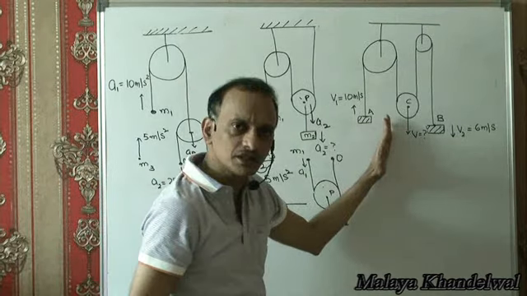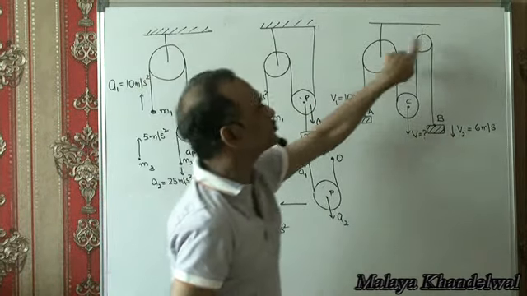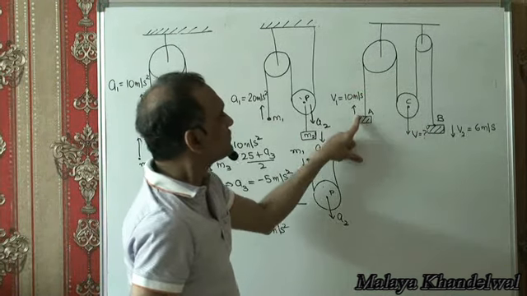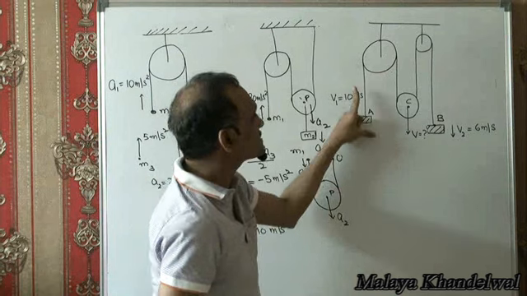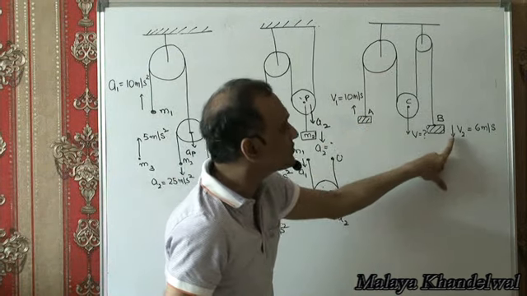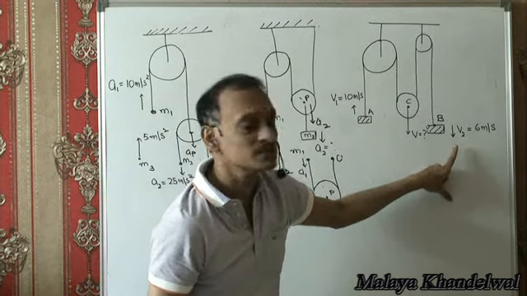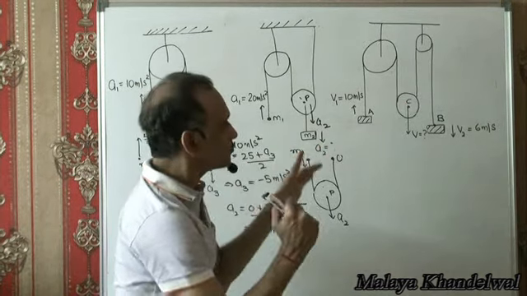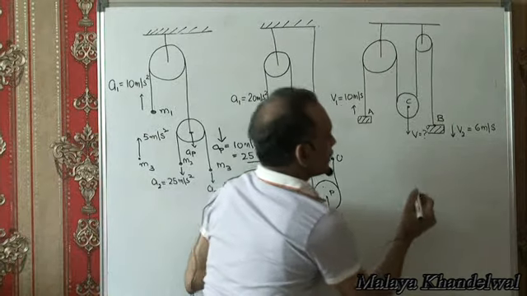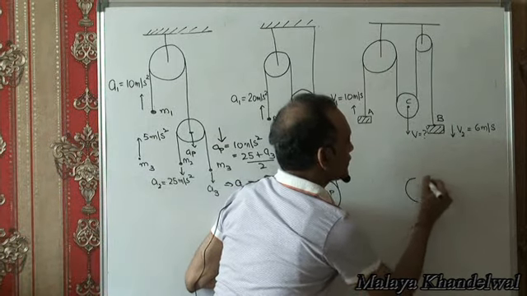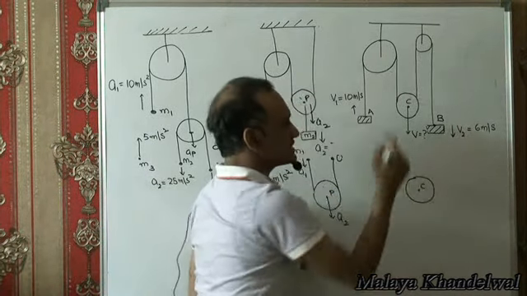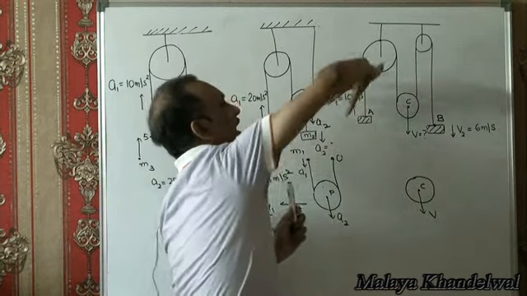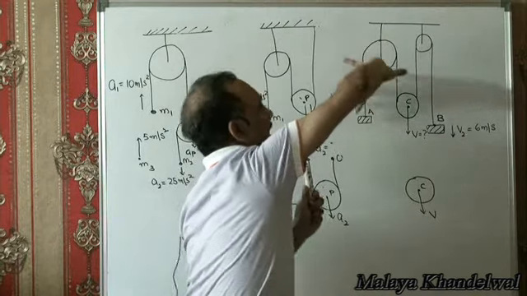Let me look at another situation like this. I have two fixed pulleys and one movable pulley. The velocity of this mass A is 10 meters per second upwards, and the velocity of this mass is 6 meters per second downwards. I want to find the velocity of this pulley. Again, what I do is think of this pulley with center C that has a velocity V like this, and I end up straightening the string.